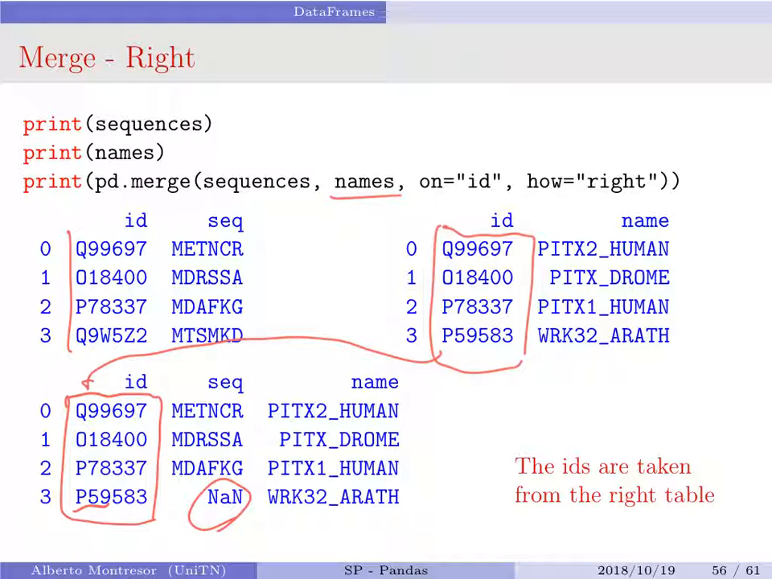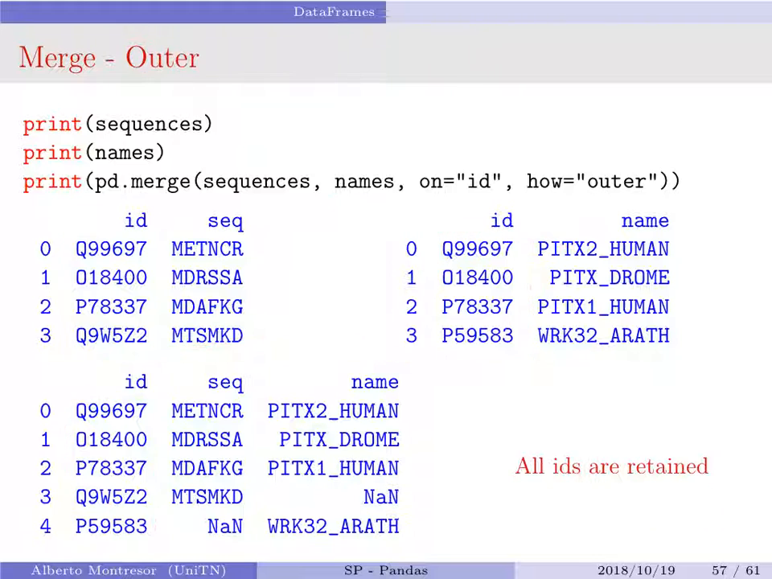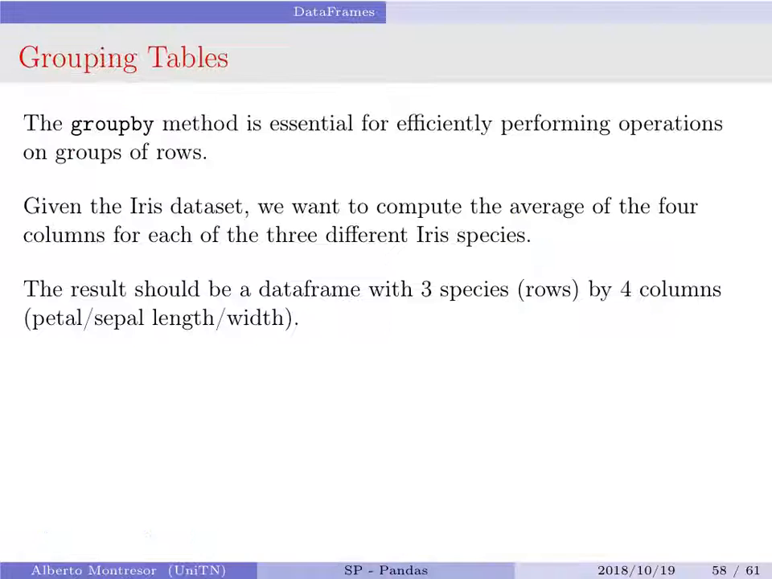not a number here. And finally, outer, which takes all the IDs from the first and the second table and puts not a number whenever it is needed. So all IDs are named.